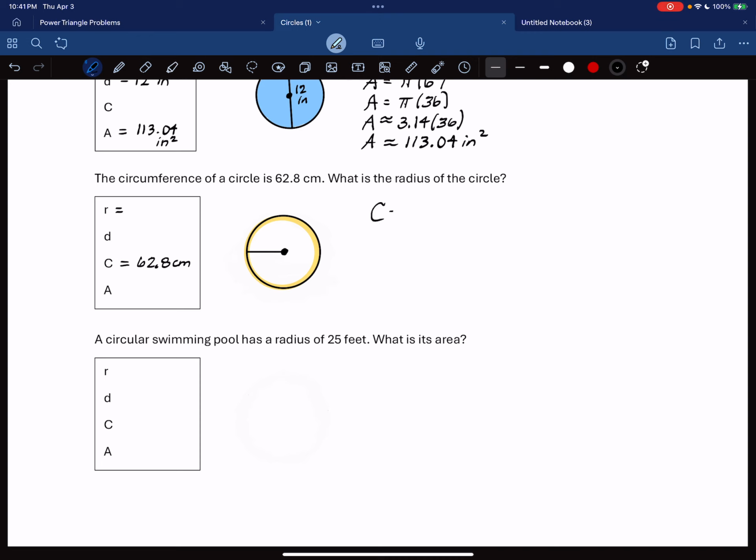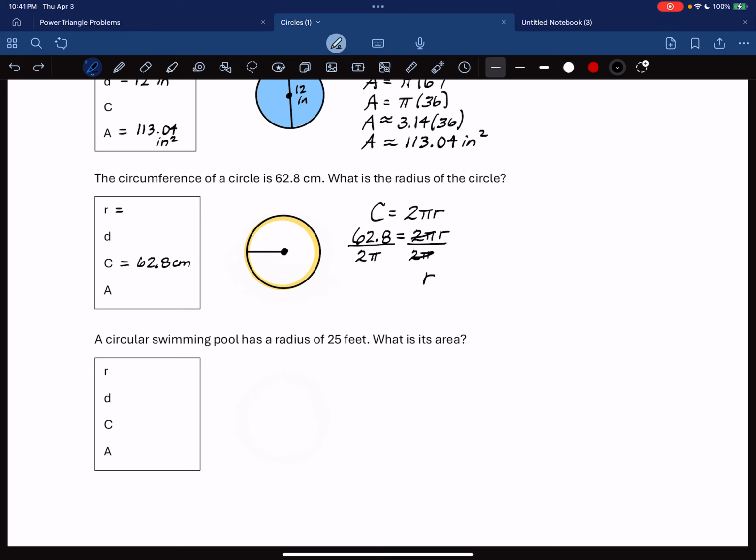So the formula is C equals 2 pi r. We know that C is 62.8. We know 2, we know pi, and we're looking for r. So I'm going to divide by 2 pi because that's what I want to get rid of on that side. In other words, I want to be left with r. And then when I do this, and I'm not sure if it's approximate, let me do it and then we'll know.